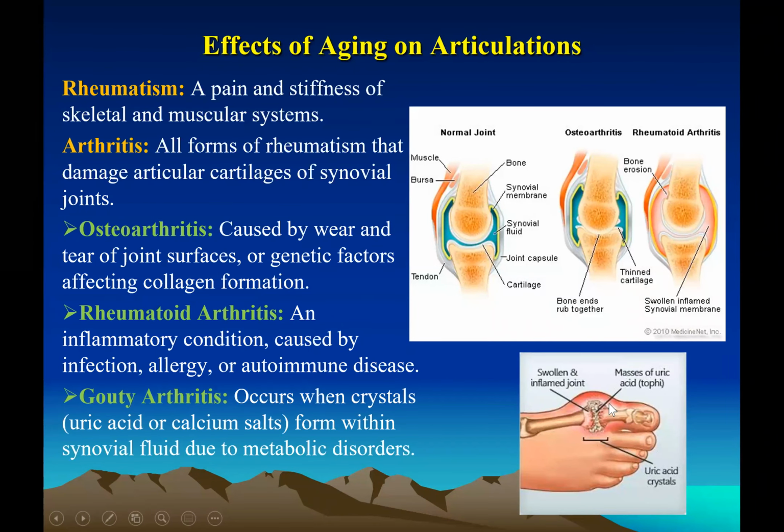Rheumatism is pain and stiffness of the skeletal and muscular systems. Arthritis is a form of rheumatism that will damage the articulating surface of the synovial joint. Osteoarthritis is caused by wear and tear of the surfaces. It has a genetic background to it. It affects collagen formation. Rheumatoid arthritis is an inflammatory condition. It's an autoimmune disease caused by allergies and infection also.